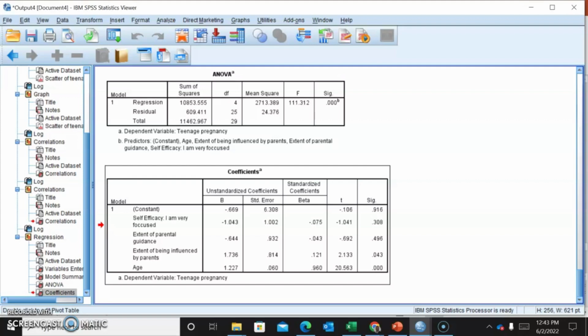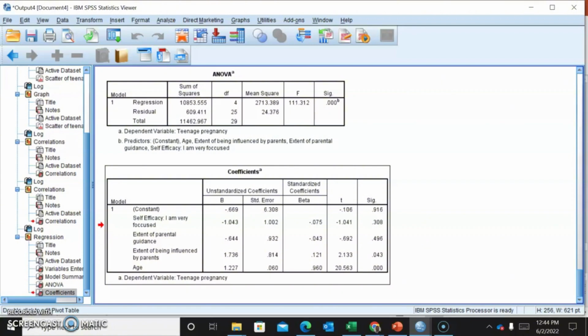Then the next one is extent of parental guidance, which is 0.04. We get 4% as a contribution towards teenage pregnancy. Moreover, these two variables have a negative sign, which means they are contributing in an inverse way. Then we look at the extent of being influenced by parents, and we get a standardized beta coefficient of 0.121, which, when you convert to percentage, you get 12%. So that is the contribution.